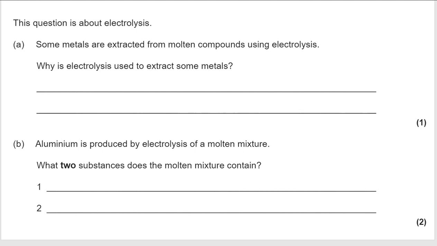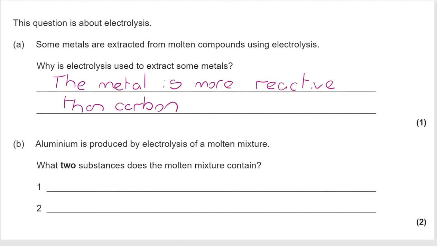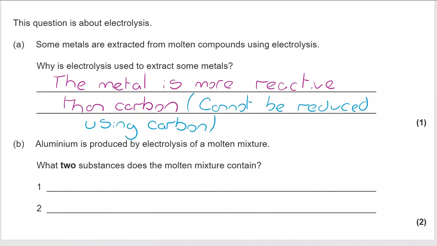The question is about electrolysis. Some metals are extracted from molten compounds using electrolysis. Why do we use electrolysis to extract some metals? It's a good question because it is very expensive, very high energy costs. So we will only do it when we have to. And we do it when the metal is more reactive than carbon, when the metal is higher in the reactivity series than carbon. And another way of looking at it is that those metals, their oxides cannot be reduced using carbon.